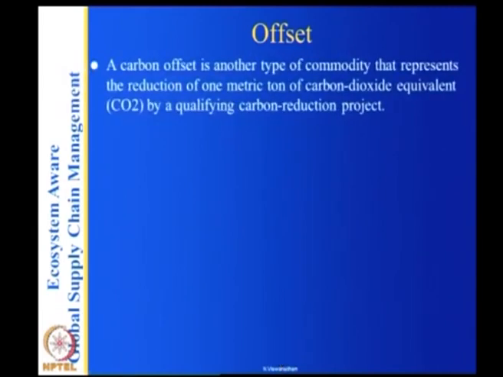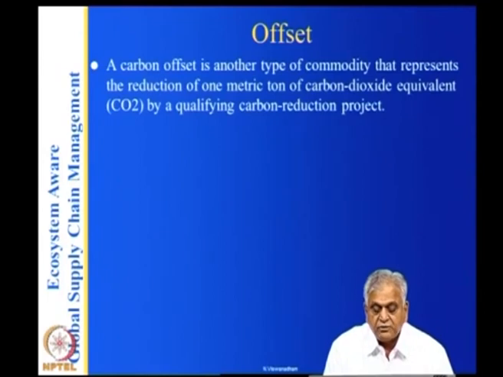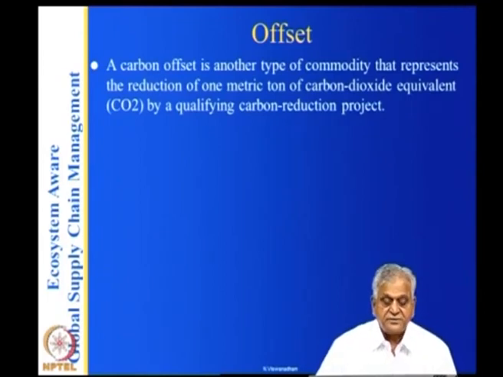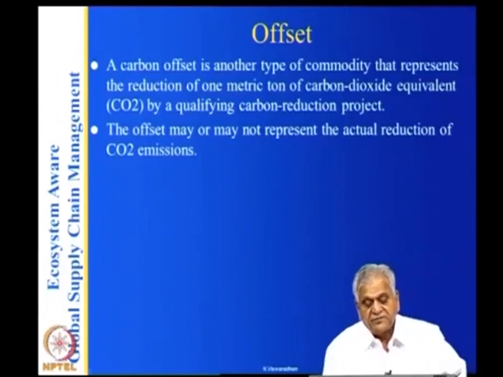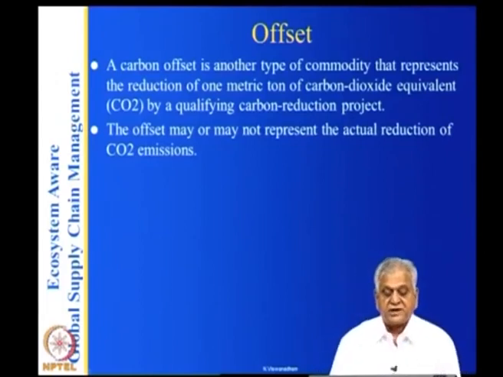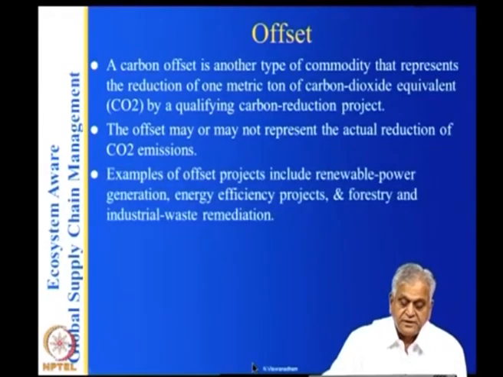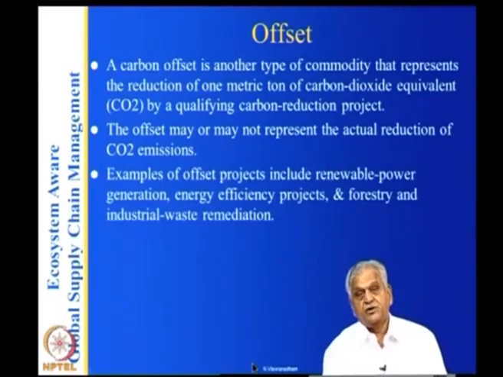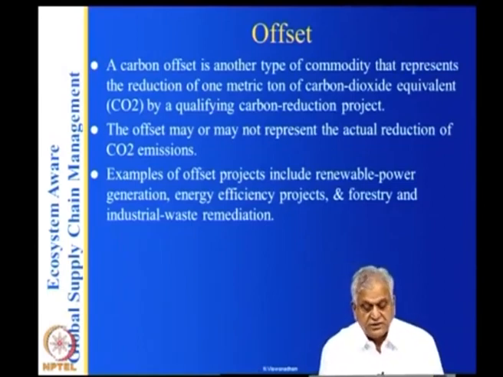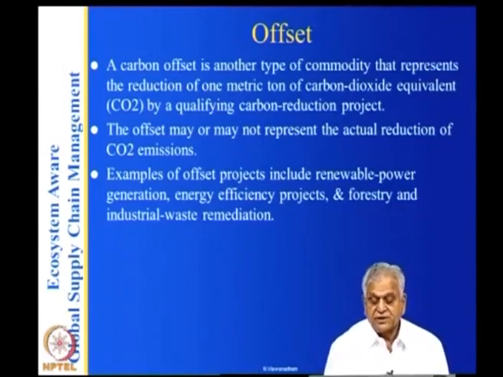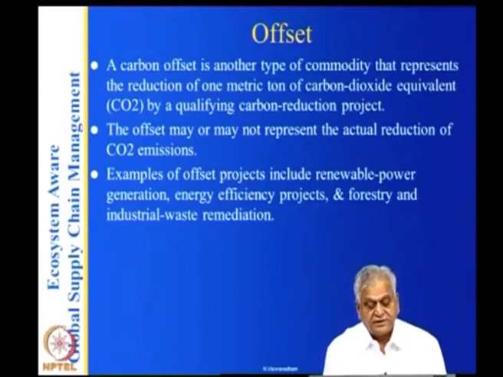And so what are called offsets? A carbon offset is another type of commodity that represents the reduction of 1 metric ton of carbon dioxide equivalent by a qualifying carbon reduction project. So the carbon offset may or may not represent the actual reduction of CO2 emissions. Examples of offset include renewable power generation, energy efficiency projects, and forestry and industry waste remediation.